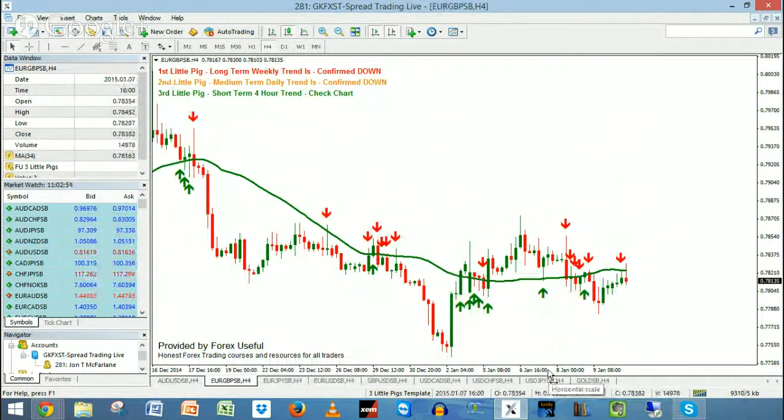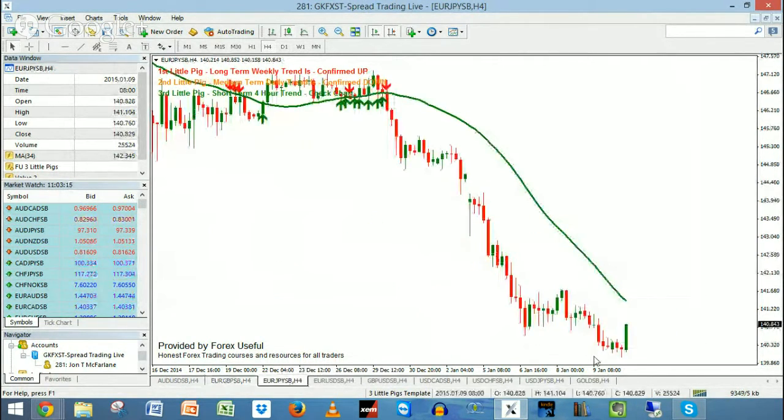So onto Euro GBP. The last entry I took, I think it was this was an entry, got stopped out, another entry, and just got spiked out here this morning. So waiting now. When this candle closes, I'll be taking a short position here on Euro GBP.